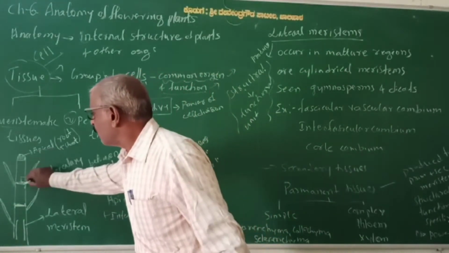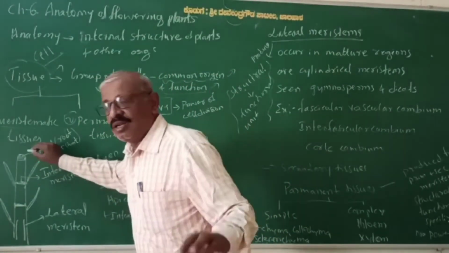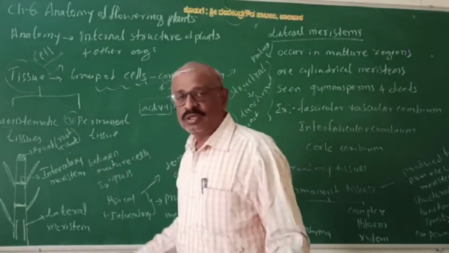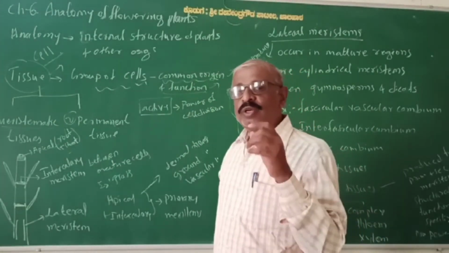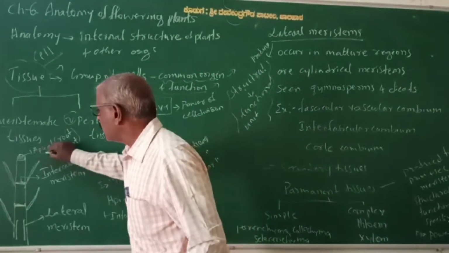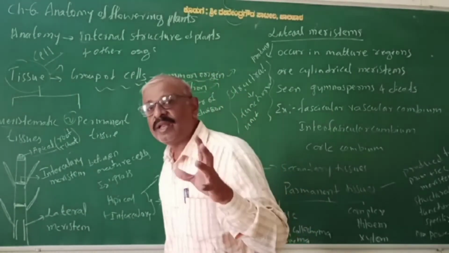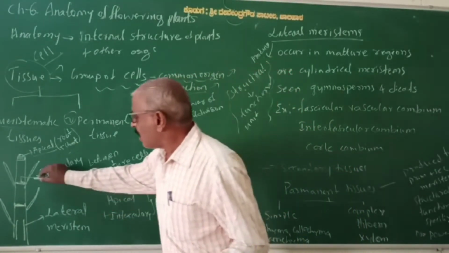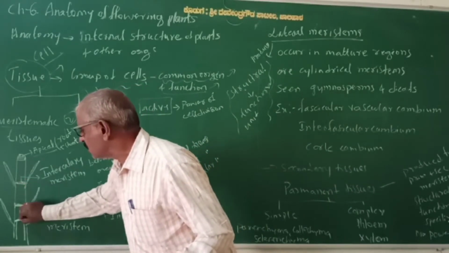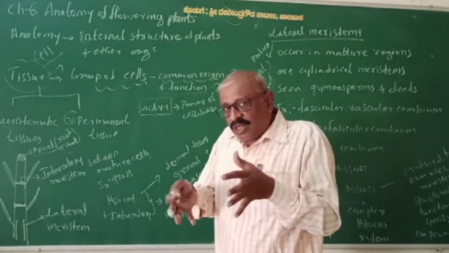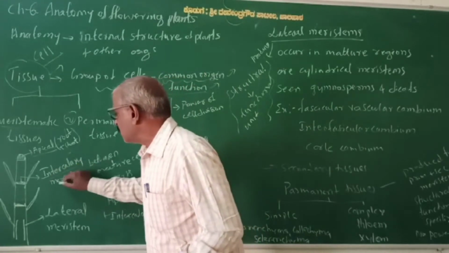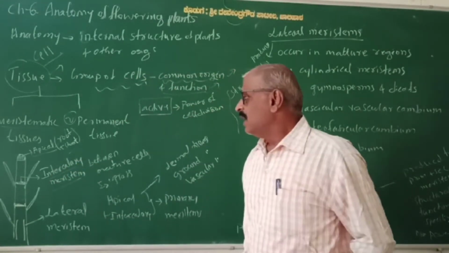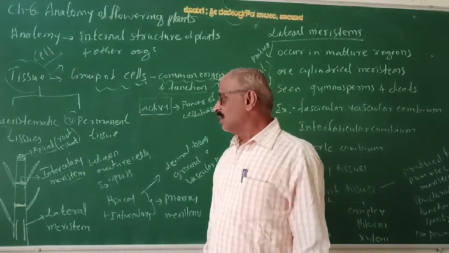One kind is formed at the tip of the root and shoot, and we call those apical meristems. And some cells are available between the mature cells, and these are called intercalary meristems.